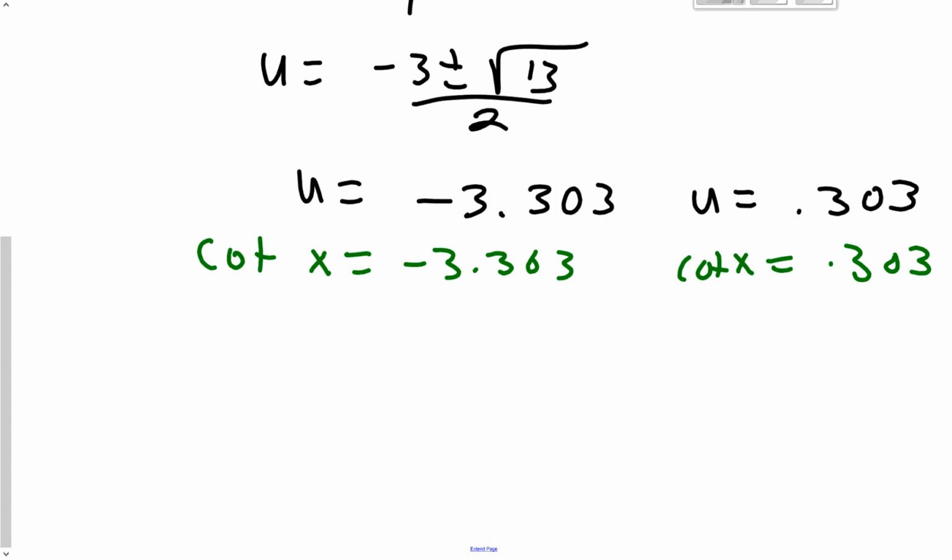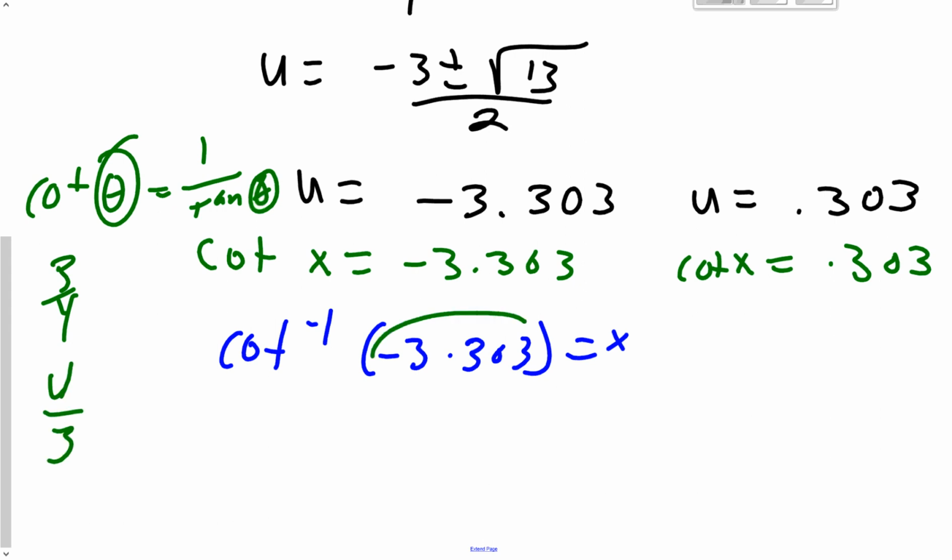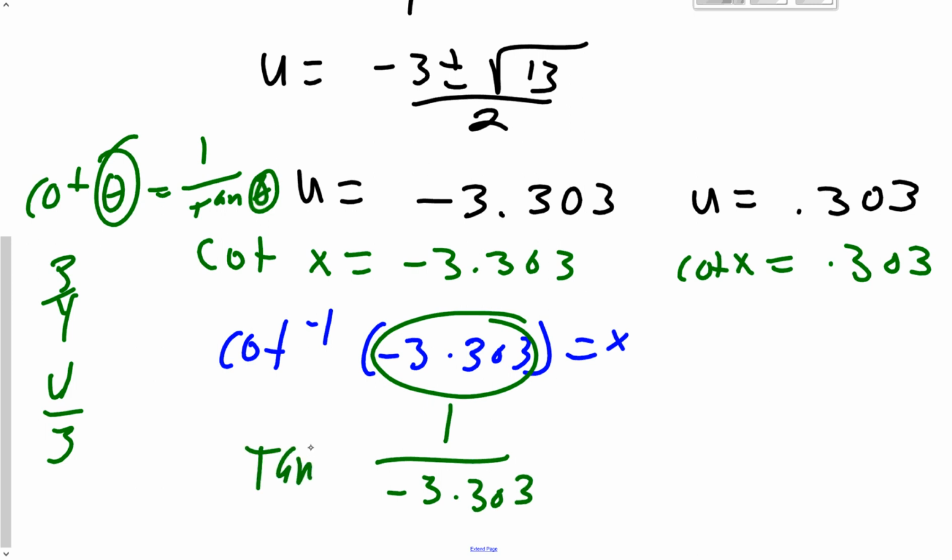So here I use my calculator on this one. And on my calculator, which you'll see in the next video, I want to do the inverse, so cotangent inverse of negative 3.303 equals x. When I do this, I'm actually going to flip, because my angle doesn't flip when I'm looking at cotangent of theta equals 1 over tan of theta. Theta is still theta, but my answer does. If cotangent of theta is 3/4, then tangent would be 4/3, right? I flip my answer, so 1 over negative 3.303 of inverse tangent, and that's going to give me my x.